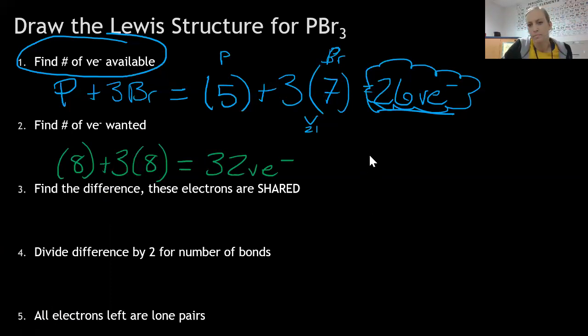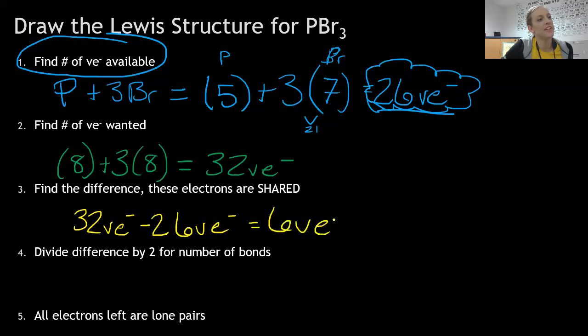You would share 6 electrons. How did you get there? I subtracted the 32 from 26. Yeah, so I have 26, I want 32. The difference is 6 valence electrons.